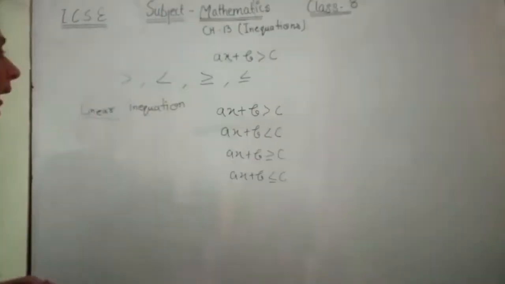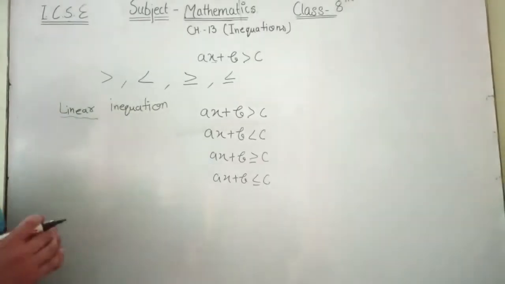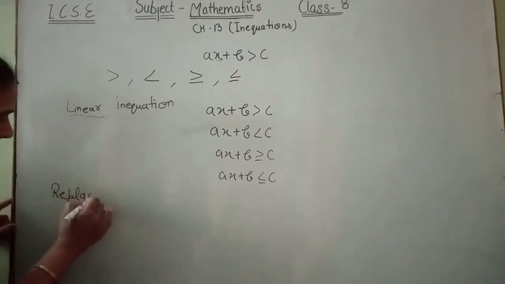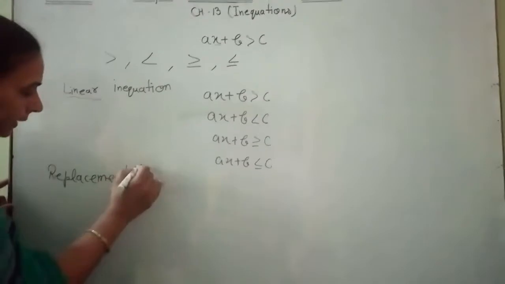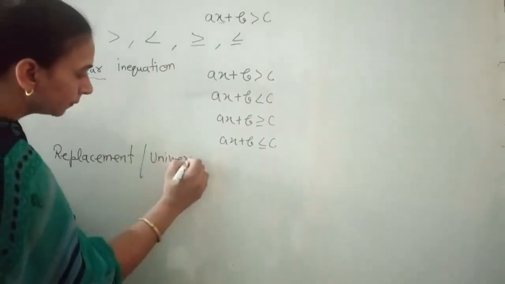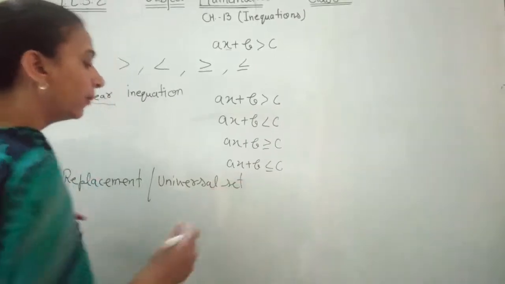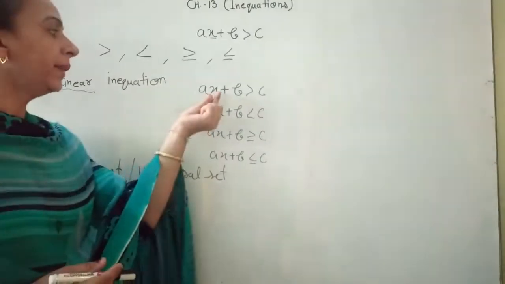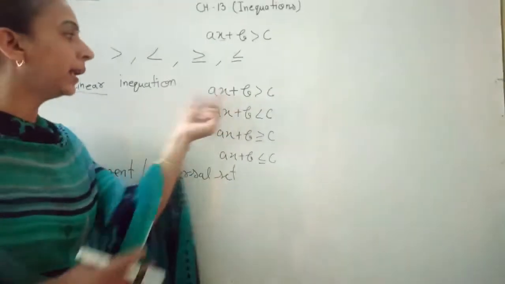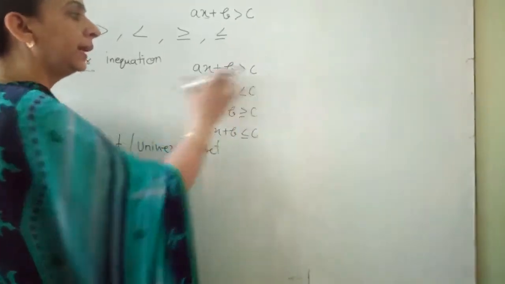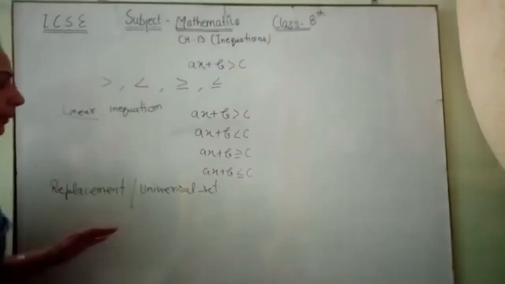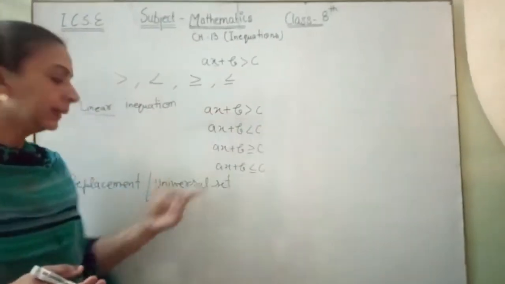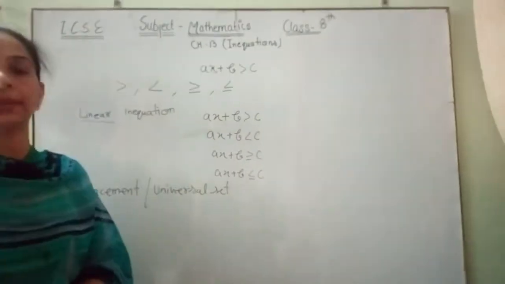Okay students. Again, there is a replacement set or universal set. What is a replacement set or universal set? Students, we take the value of the variable so that it satisfies the complete condition. A set from which we choose the value of the variable is a replacement set or a universal set.